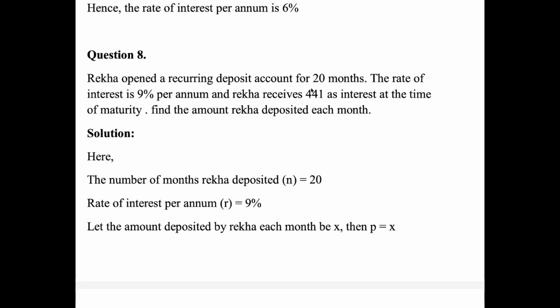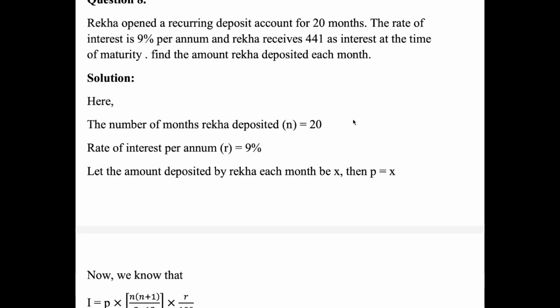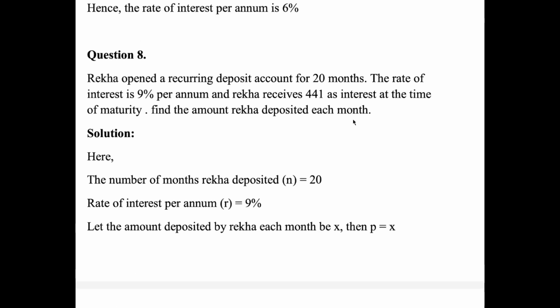Rekha opened a recurring deposit account for 20 months. The rate of interest 9% per annum and Rekha receives 441 as interest at the time of maturity. Find the amount Rekha deposited in each month. Okay, here each month deposited is not given over there in the question paper. If you know the equation, for one unknown variable and one equation, you can easily find out the figure. So the total number of months deposited here, n is equal to 20. Rate of interest is 9% given over there. Let the amount deposited by Rekha in each month be x.